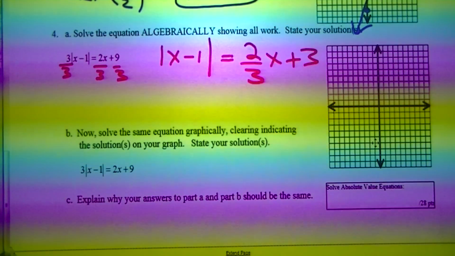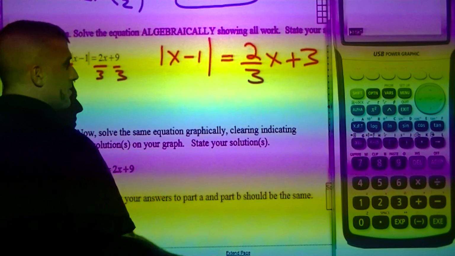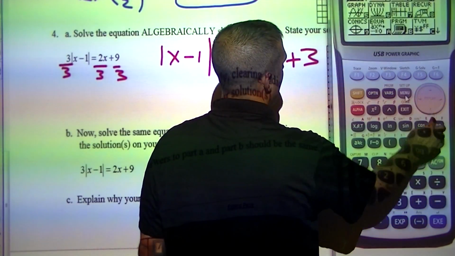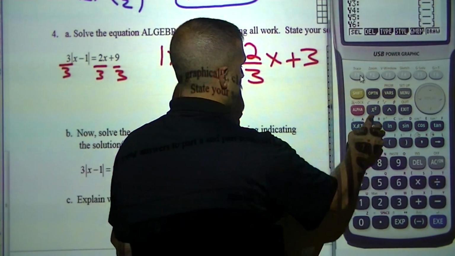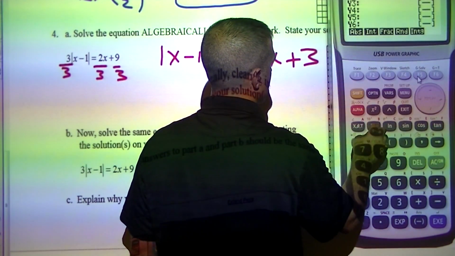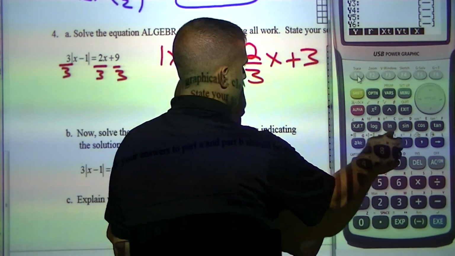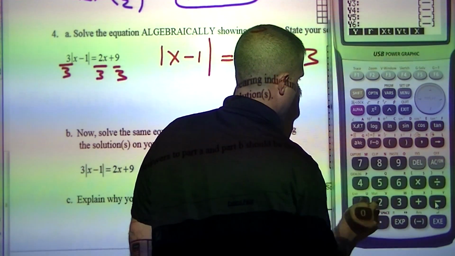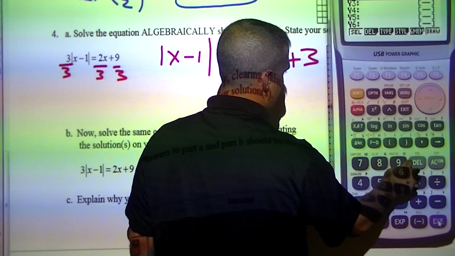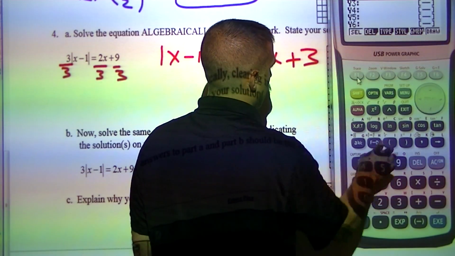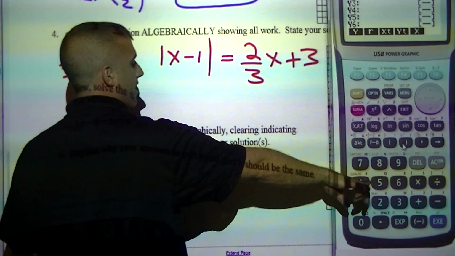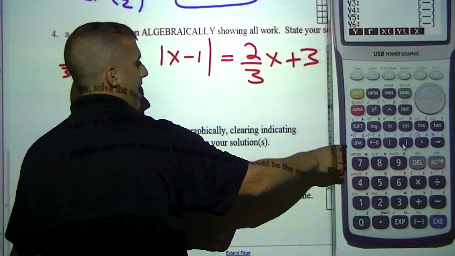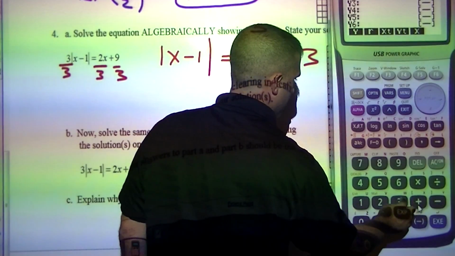Okay, once again, I'm going to go ahead and find the intersection of this. I'm going to go into menu, I'm going to go to graph. Okay, I'm going to clear this out. I got option. First thing I'm going to type in is the absolute value of x minus 1. Next thing I'm going to type in, I'm going to delete this. I'm going to type 2/3. Now, how you type the fraction is 2 divided by 3. Okay, 2 divided by 3 gives you that. Put the x on the outside, then plus 3.